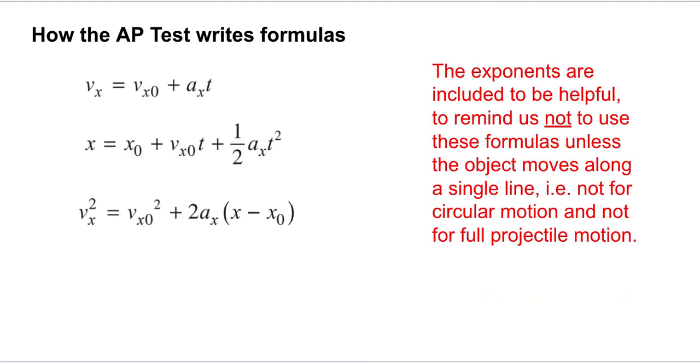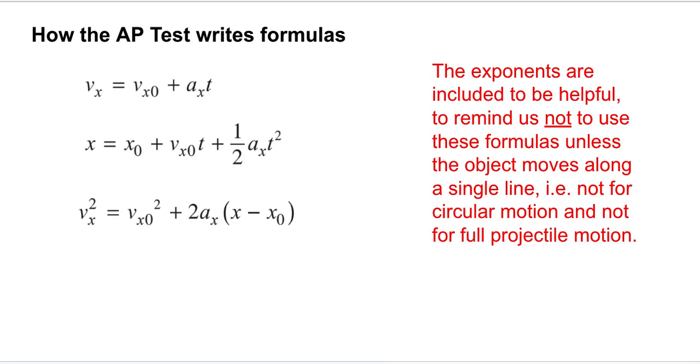The formulas on the formula sheet that we use in AP Physics look a little bit different. They specifically put in a subscript of x in various spots. That is really just to remind us that these formulas are only valid when an object is moving along a straight line. Okay, so it has to have a consistent direction of motion.